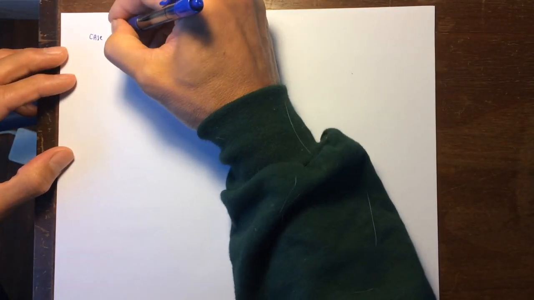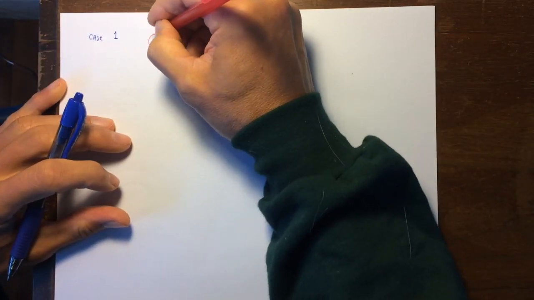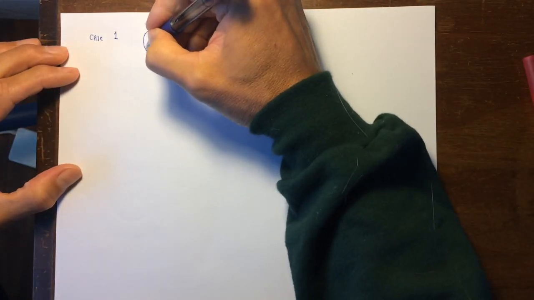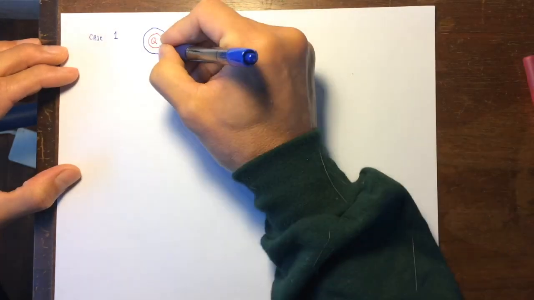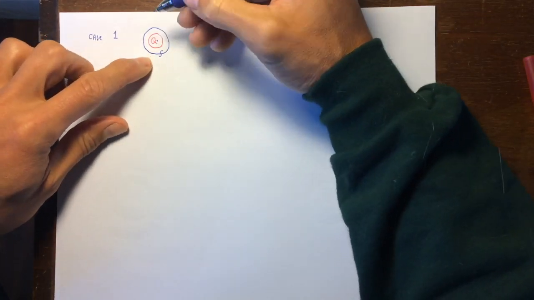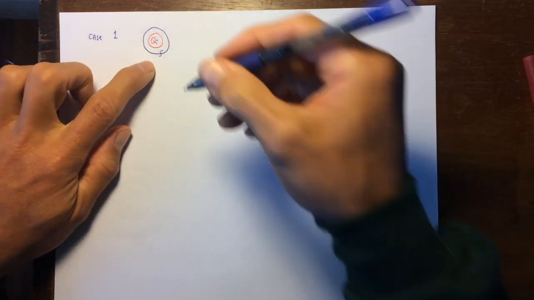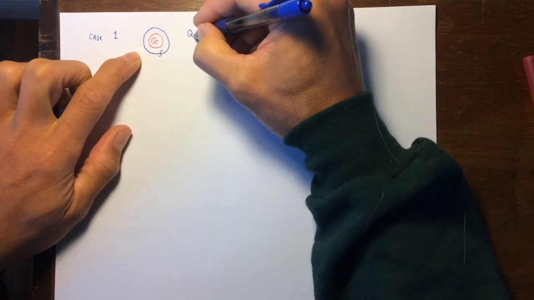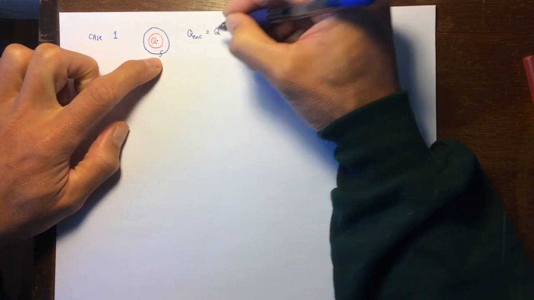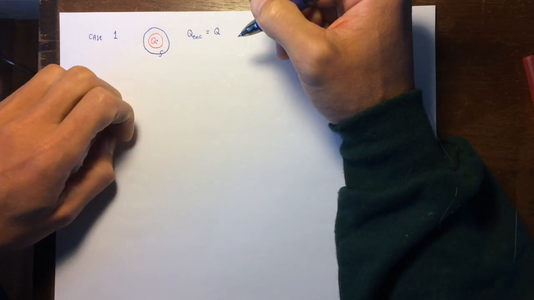So case 1 was the case of our little spherical distribution of charge being completely enclosed by the surface S. And the surface S is a sphere centered concentrically with the charge distribution Q. So in this case, Q enclosed by S is all of the charge of our sphere. So that's what case 1 looks like.